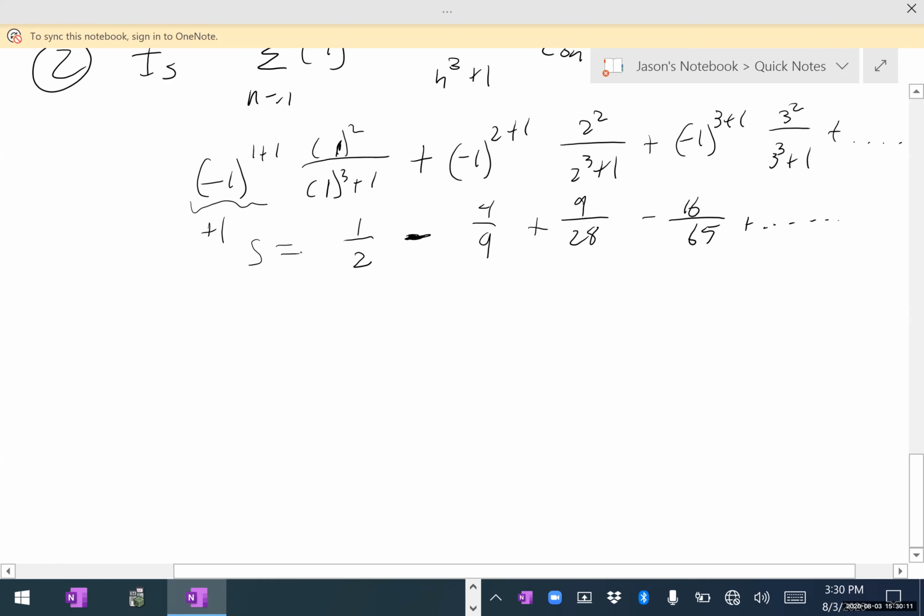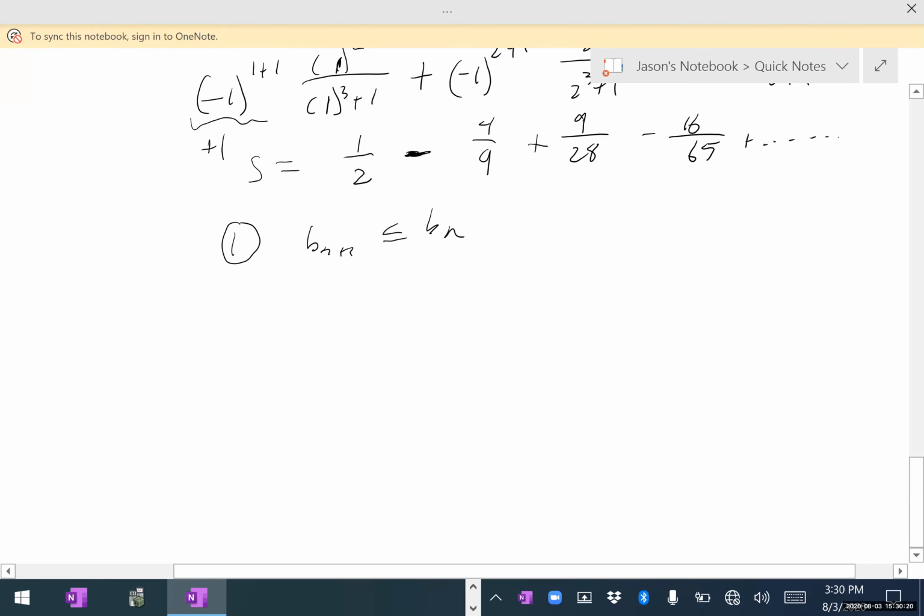Let's see if this satisfies the alternating series test. Number 1, is b sub n plus 1 less than or equal to b sub n? Are all the terms, is this always going to be true? Well, what's b sub n plus 1? That's (n+1) squared over (n+1) cubed plus 1. Is that always less than or equal to n squared over n cubed plus 1? Okay, let's see.